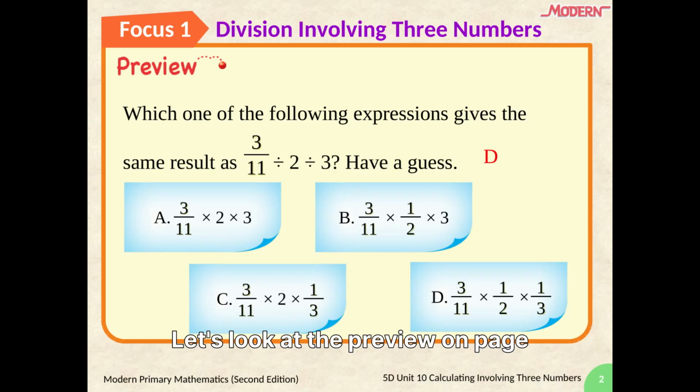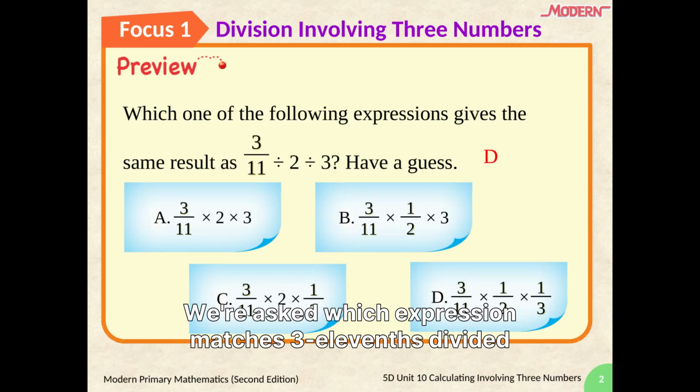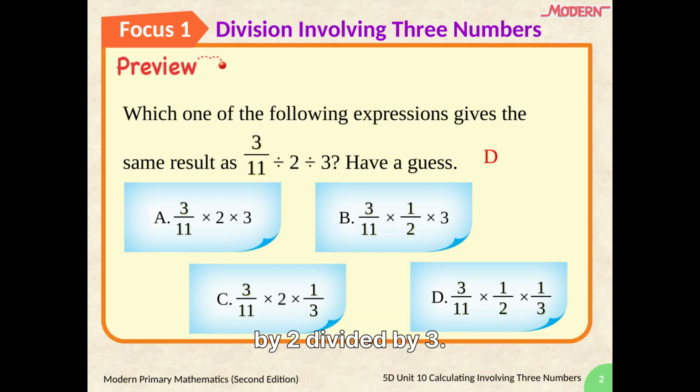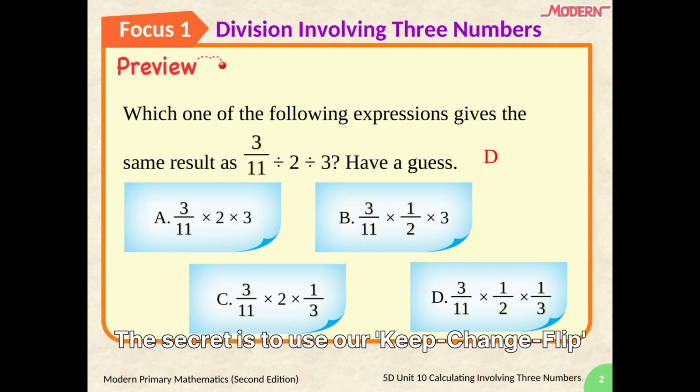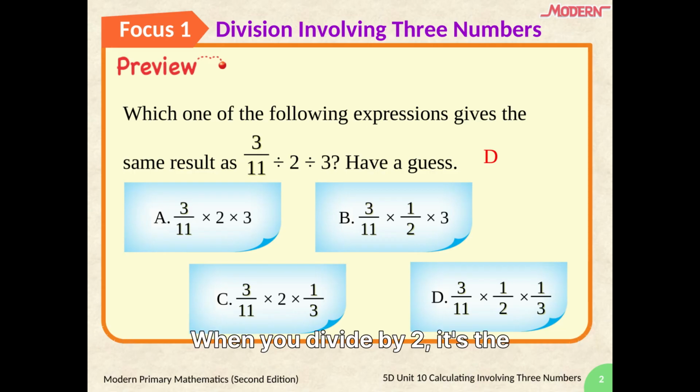Let's dive in. Let's look at the preview on page 2. We're asked which expression matches 3/11ths divided by 2 divided by 3. This is our first encounter with 3 numbers. The secret is to use our keep change flip rule twice. When you divide by 2, it's the same as multiplying by 1/2. When you divide by 3, it's like multiplying by 1/3.